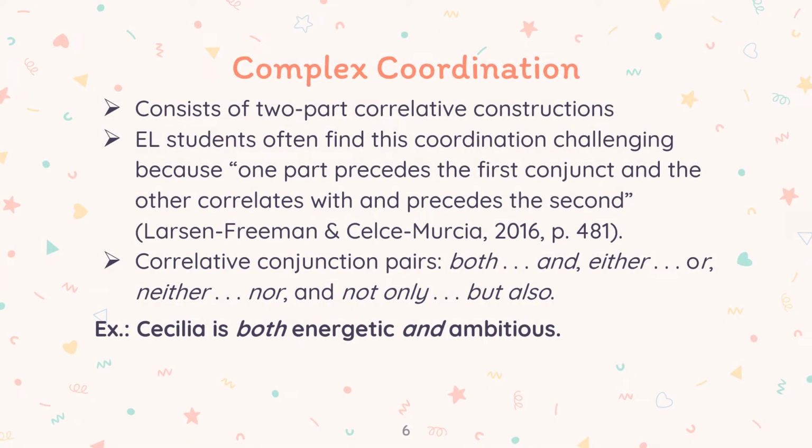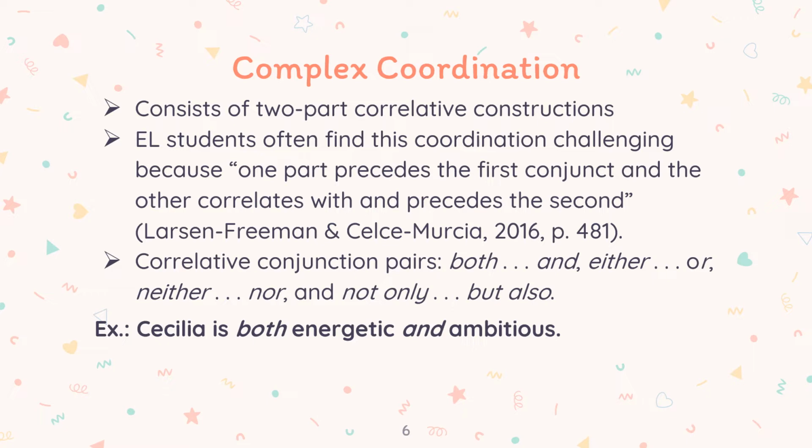Complex coordination consists of two-part correlative constructions. The textbook talks about how EL students often find this kind of coordination particularly challenging because, and this is a quote, one part precedes the first conjunct and the other correlates with and precedes the second. This is from page 481.